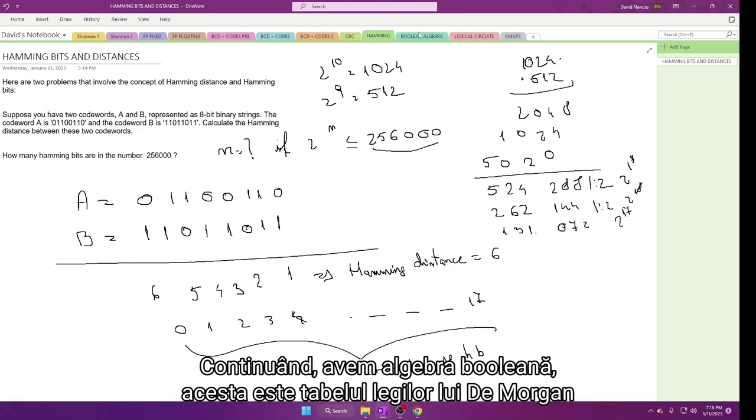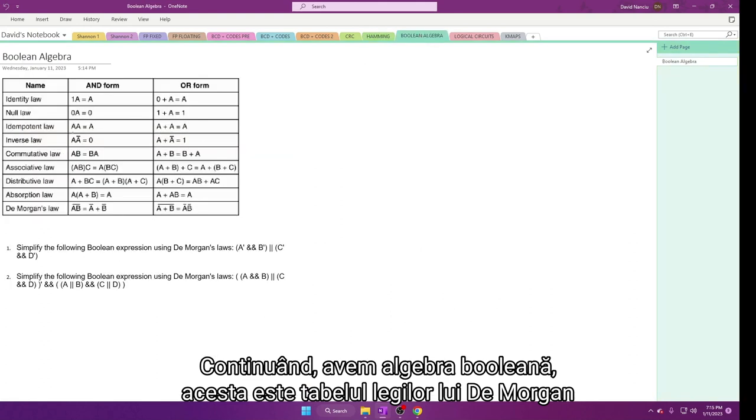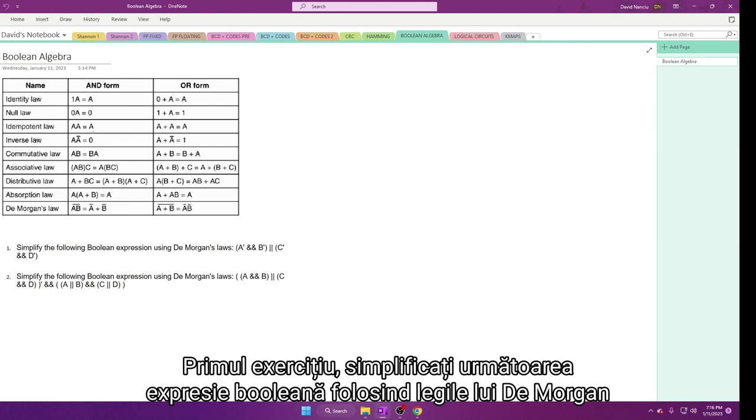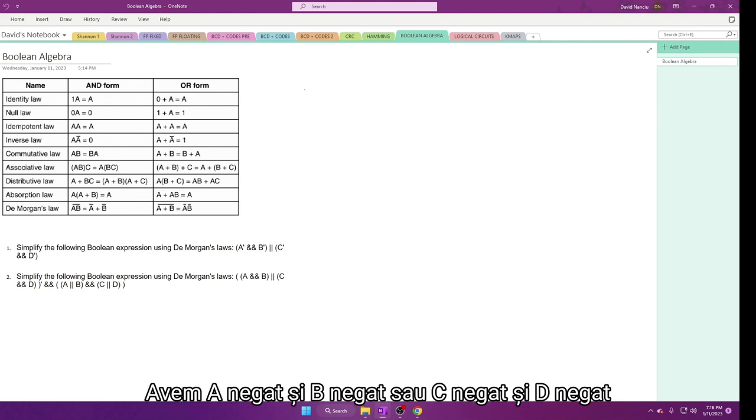Okay. Moving on to Boolean algebra, this is De Morgan's law table. We have here identity law, null law, inverse law, commutative law, associative law, distributive law, absorption law, De Morgan's law, and idempotent law. First exercise, simplify the following Boolean expression using De Morgan's laws. And we have negated A and negated B, or negated C and negated D.